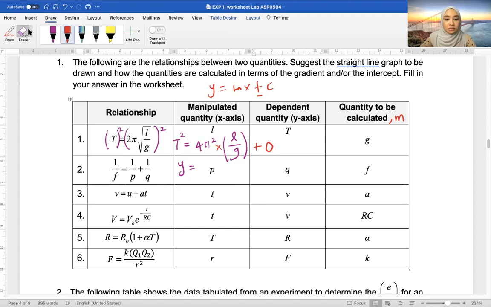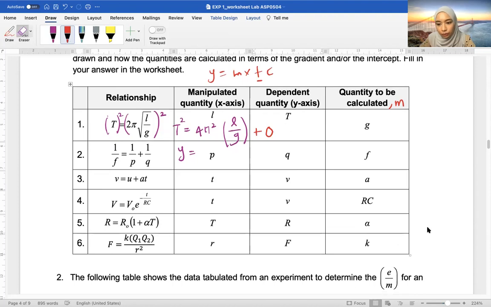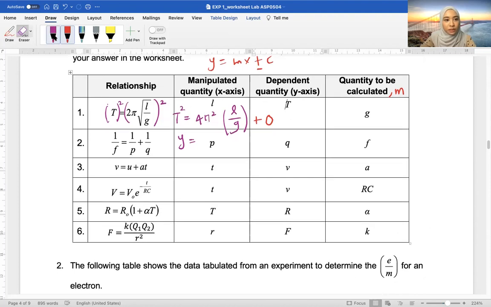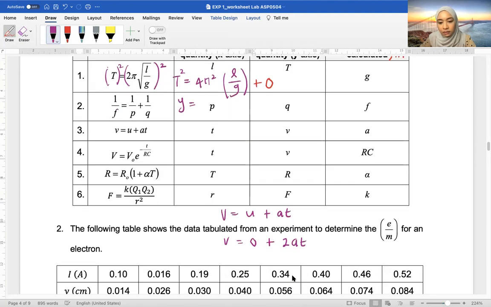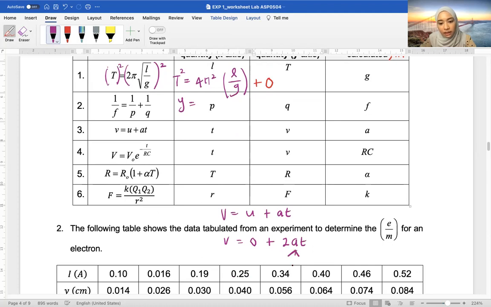Okay. So what does the 4 pi squared become? It's basically just a value. For example, jadi kita tengok v equals to u plus at, right? So v equals to u plus at. I can say v equals to 0 plus 2at. The gradient is still a. The 2 does not affect it.